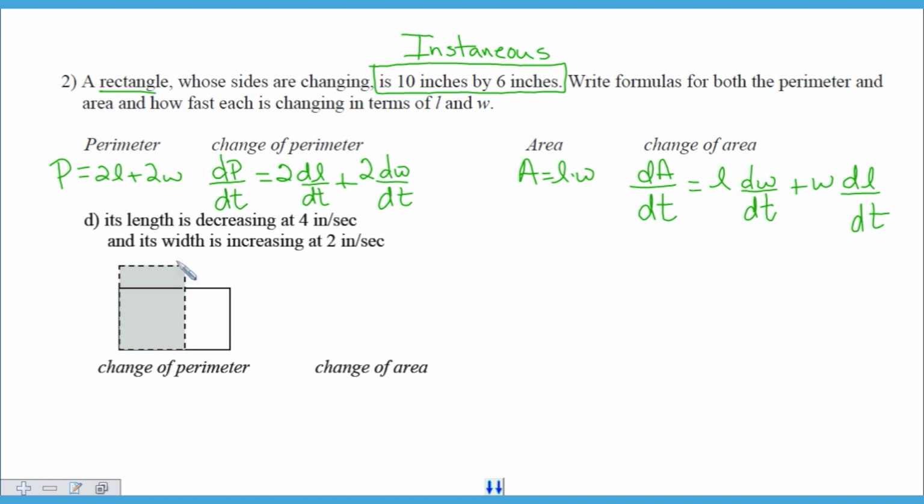All right, so now it says, find out how fast each is changing. So it wants to know dP/dt and dA/dt. Okay, that wants both of those. It says how are they both changing when, there's your when bar, when the dimensions are 10 and 6, so I guess length is 10 and width is 6.